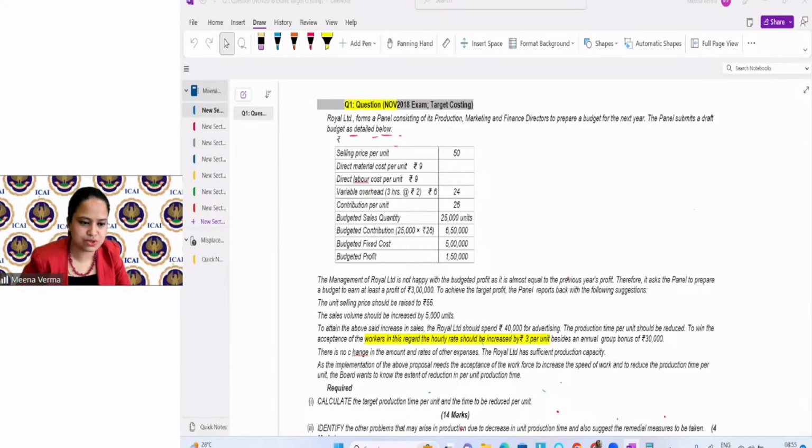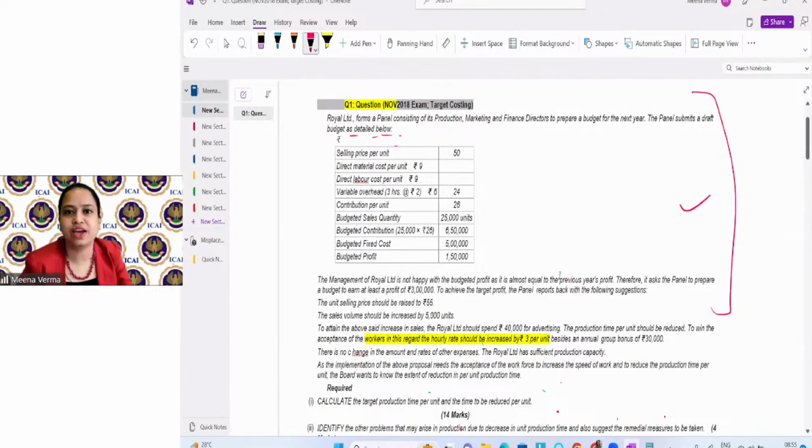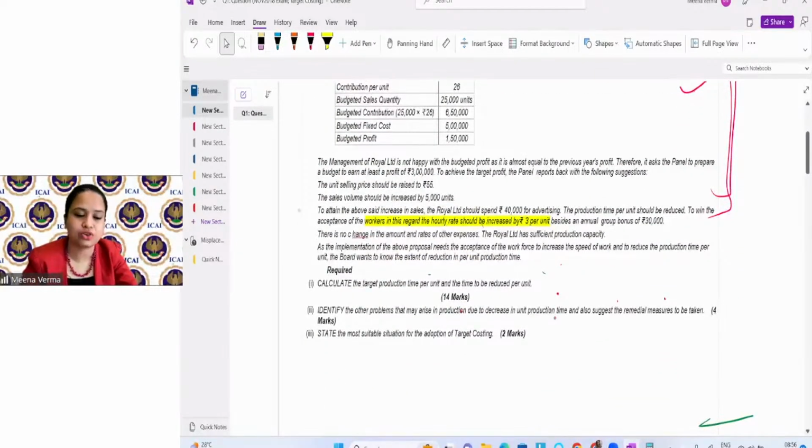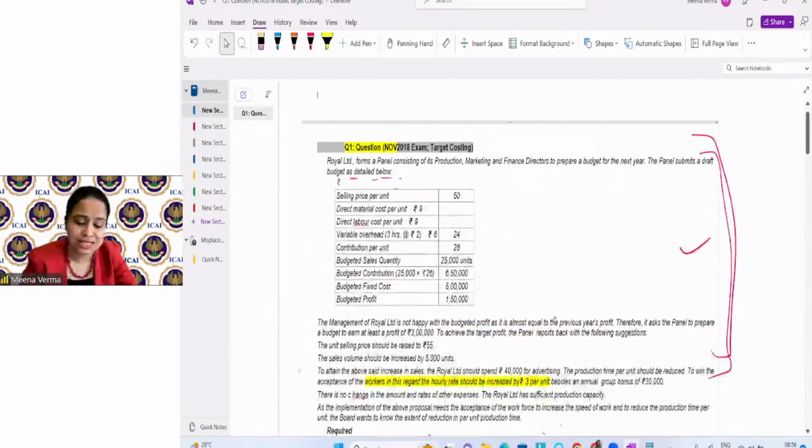Okay, so read this question and we will solve it. Read this entire question. We left this question in our last session because of time constraint, so we will cover it today. Again, the questions look lengthy, but they are not at all lengthy. If you know the concept and how to deal with these questions, you will find them very easy to solve.